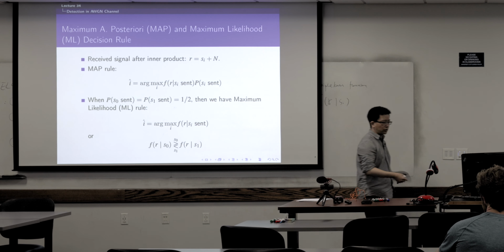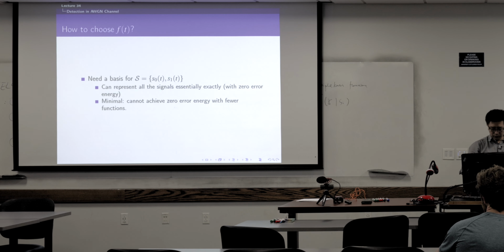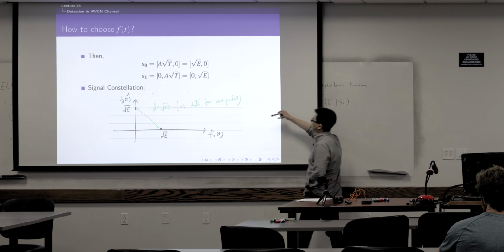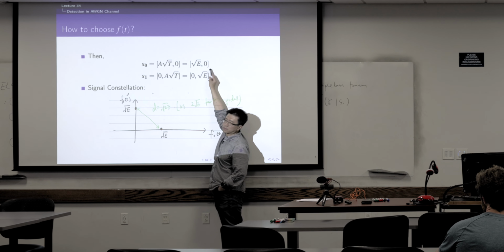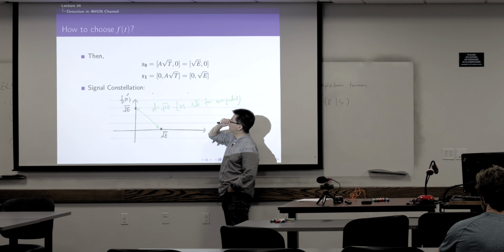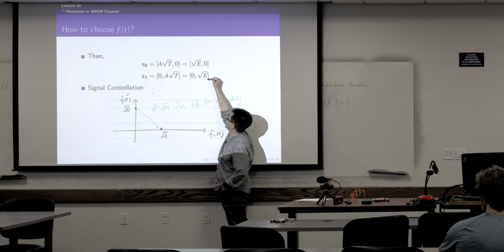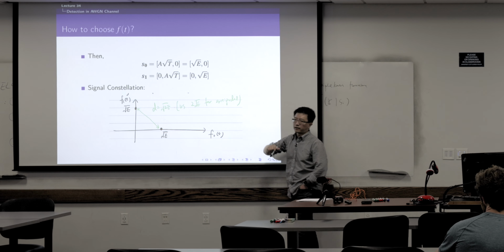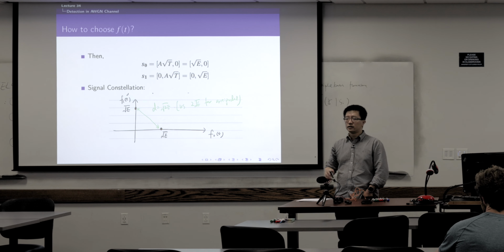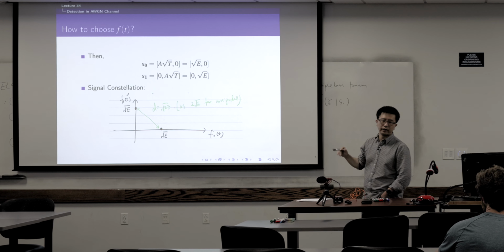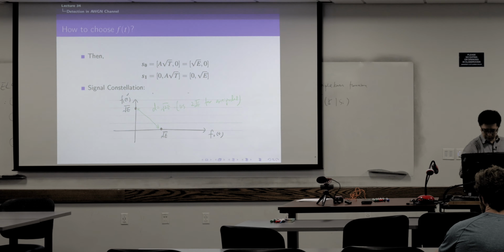When we have more than one basis, what we get is something like this, and this is our S0. Now it's a vector instead of a scalar. I have two bases, and similarly S1 is equal to this vector plus a noise vector. So our received signal R becomes a vector instead of a scalar. Does that make sense? Okay.